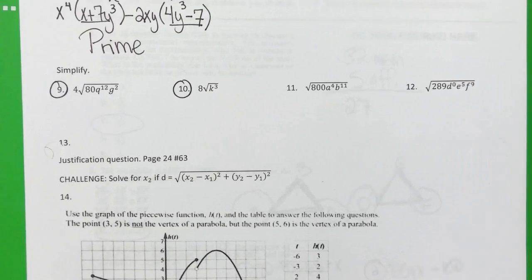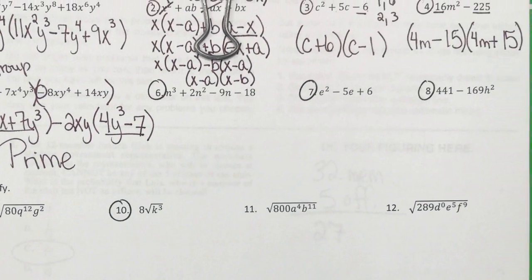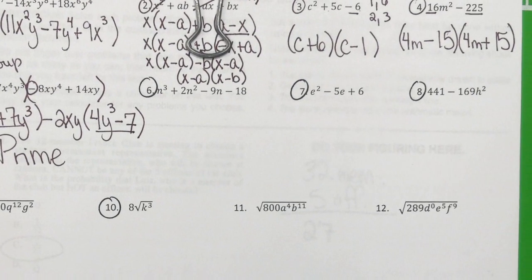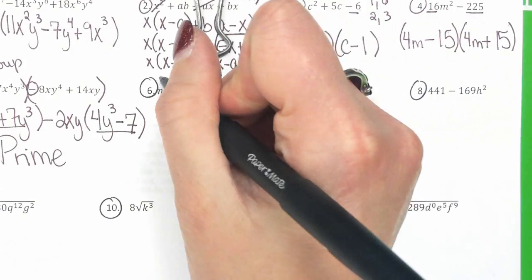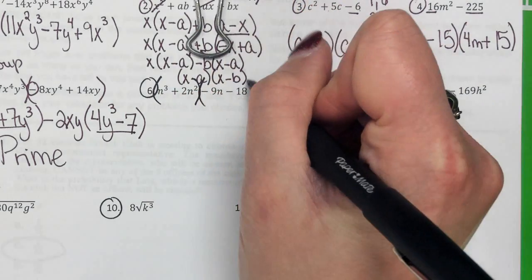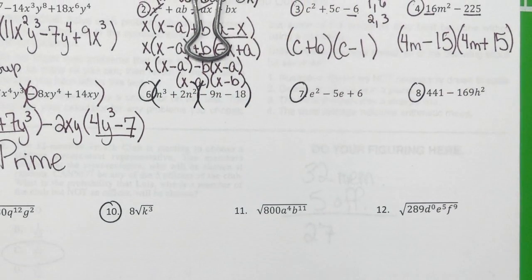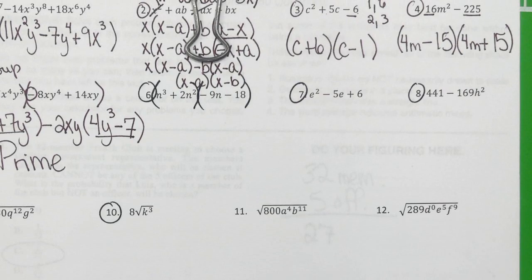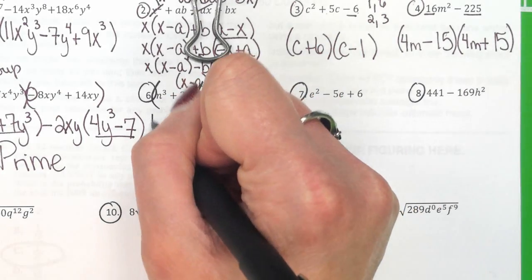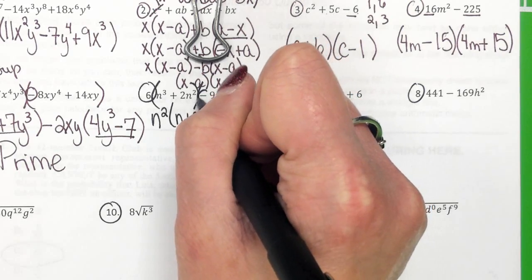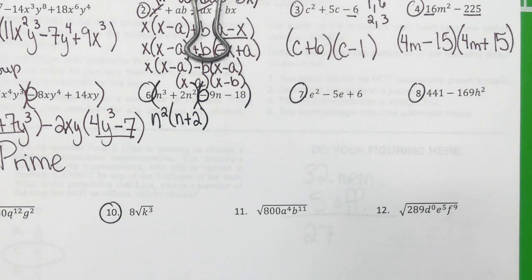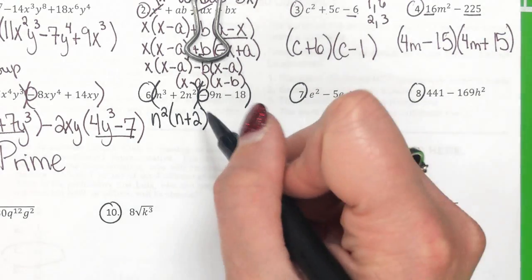Alright, so number 6. How many terms does number 6 have? It has 4 terms. There you go. So what do the first 2 have in common? N squared. Perfect. Which leaves you with n plus 2. Then I'm going to take a subtract sign out, and what do the second 2 have in common?